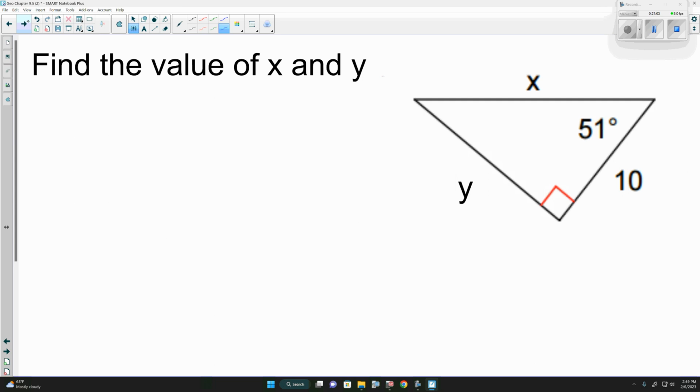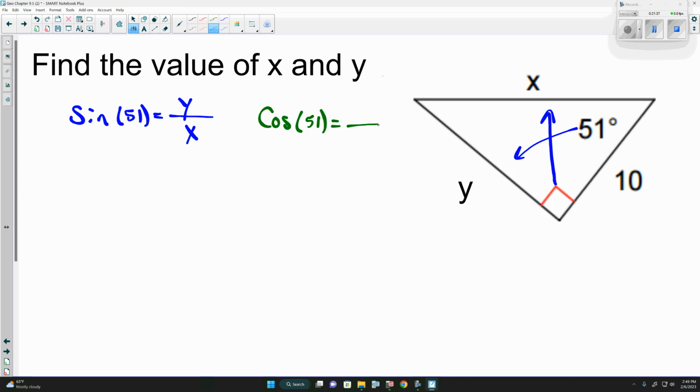Let's look at one more, especially one where we're having to find the hypotenuse as one of our sides. So here, x is the hypotenuse. So which one can we solve for first, or using first, sine or cosine? So sine of 51 degrees is what over what? Opposite side would be y, because the opposite side of 51 is y. Cosine of 51 degrees is the adjacent side over the hypotenuse, which is still x.